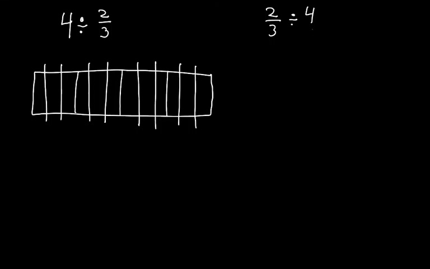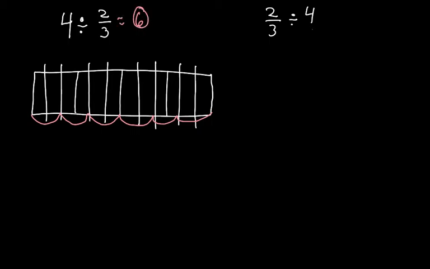I broke each of these units into thirds because we want to figure out groups of 2/3. So now we can see that we can make groups of 2/3. I grouped 2/3 together. You can count each group and you can see that there are 6 groups of 2/3 in 4. In other words, 4 divided by 2/3 is equal to 6.